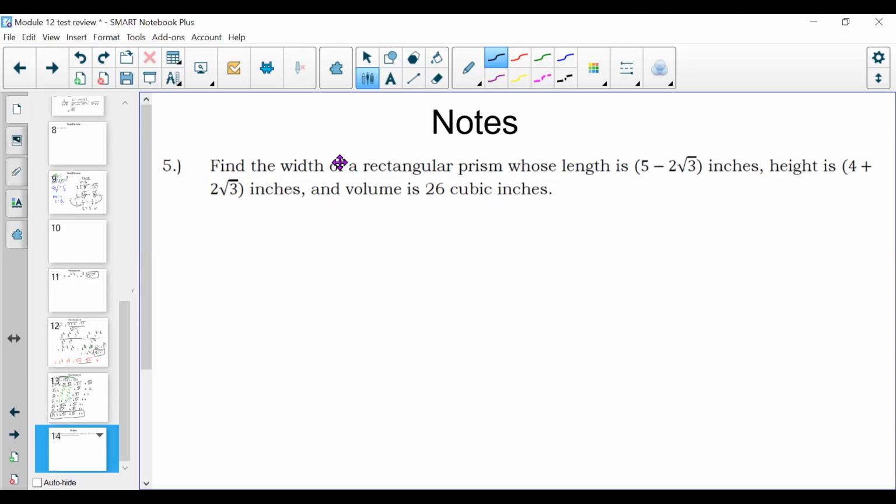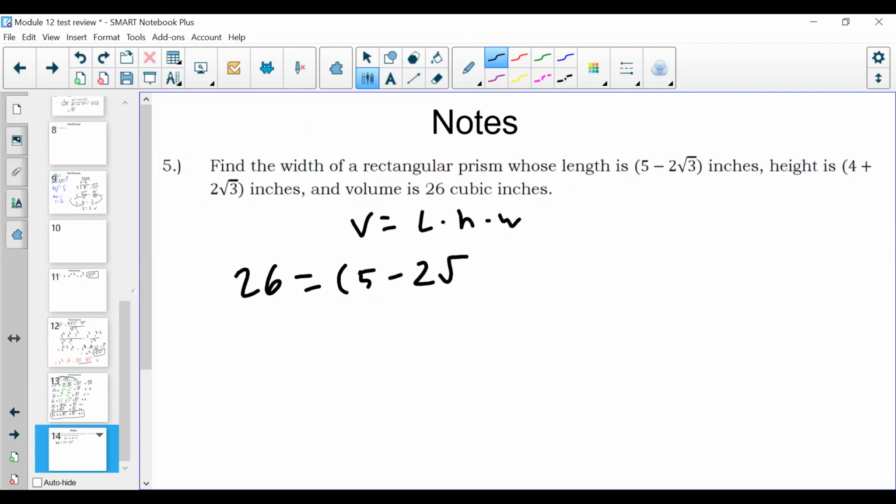All right. So number 5 in the notes, we're going to find the width of a rectangular prism whose length is 5 minus 2 root 3. Its height is 4 plus 2 root 3 inches, and volume is 26 cubic inches. So remember, volume of a rectangular prism is length times height times width.